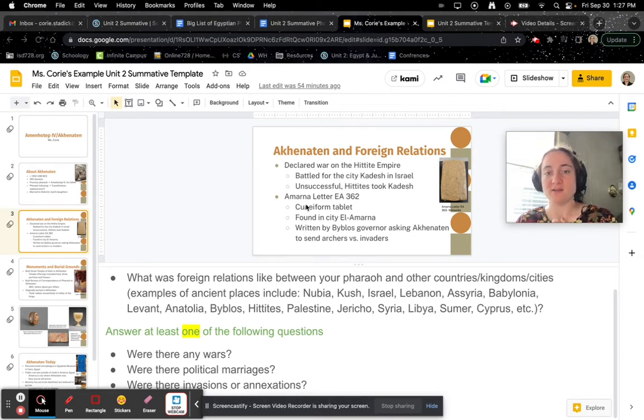So I did the Amarna letter EA362, which is a cuneiform tablet. It was found in the city of Amarna. You don't need to know where that is. And it was written by the Byblos governor, so that was an ancient city, asking Akhenaten to send archers and invaders. Okay, so that's kind of like, were there invasions? Yeah, there was, and from this tablet we can know that.